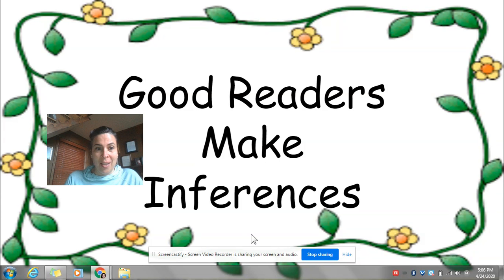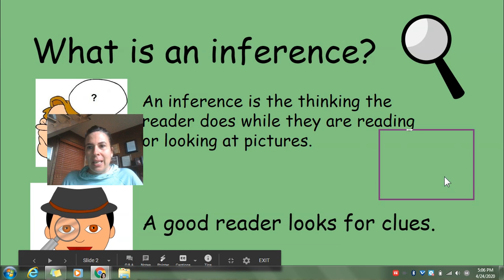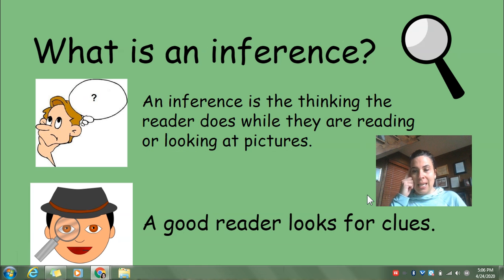We have another lesson on making inferences. And by this time, I'm sure you are fantastic at it. Remember what an inference is? An inference is the thinking that the reader is doing while they are reading or looking at pictures. And a good reader looks for those clues. There's my magnifying glass. Today, we're going to practice making inferences using text again, or short passages.